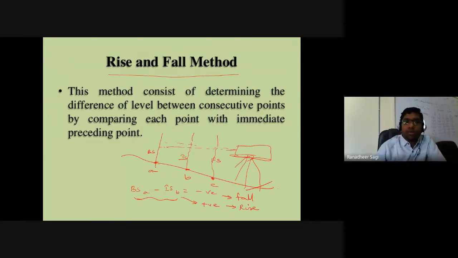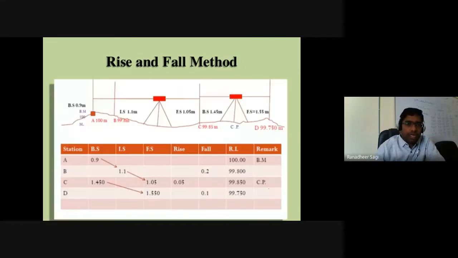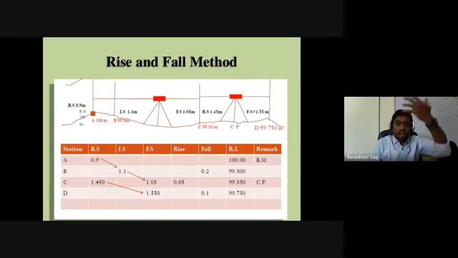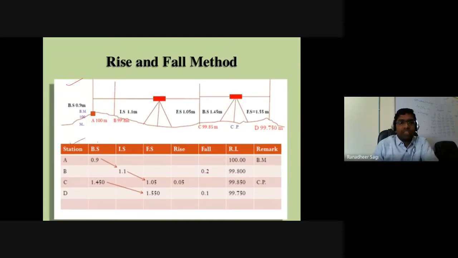Right. So based on this rise and fall method, how do we go on to determine the reduced levels? Let's now quickly have a look at it. I am directly writing down the data from that particular leveling which was carried out. So I am putting that data into a table.